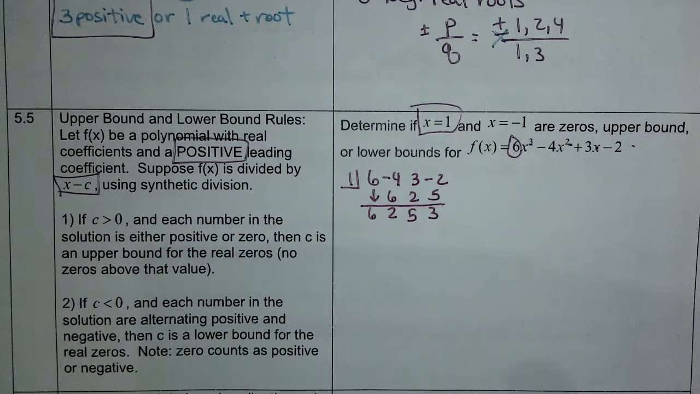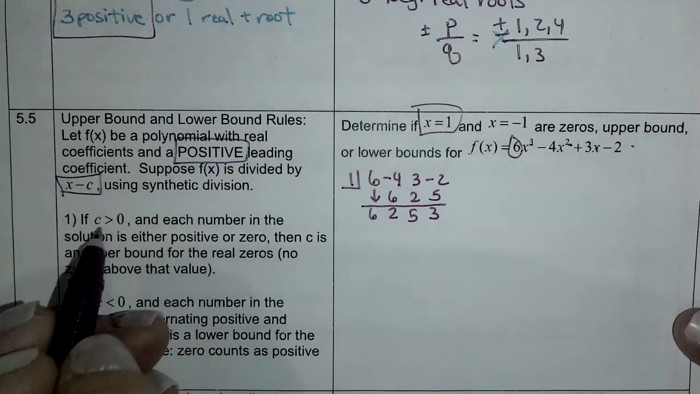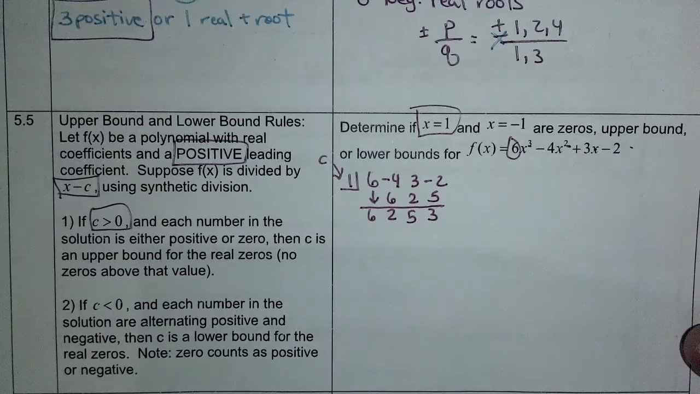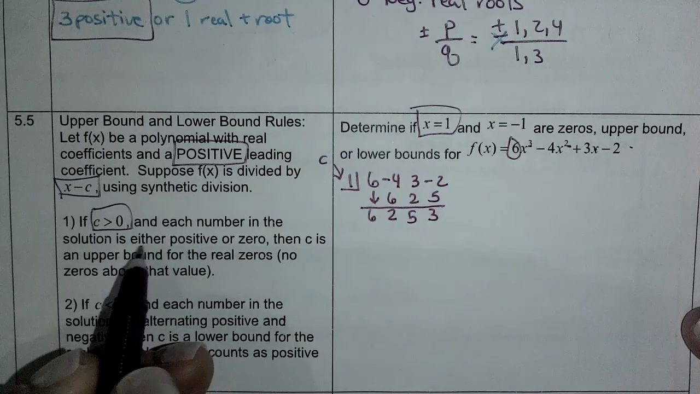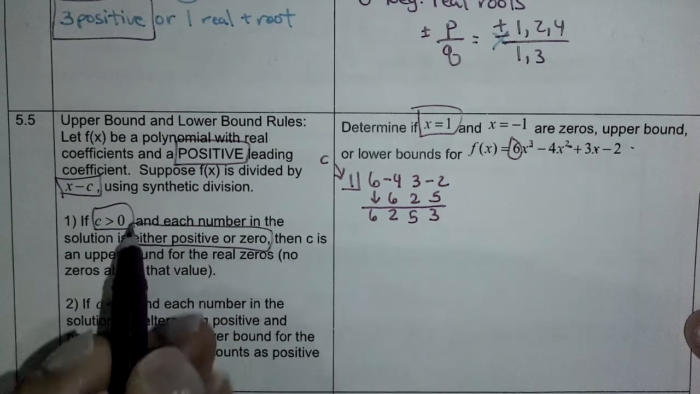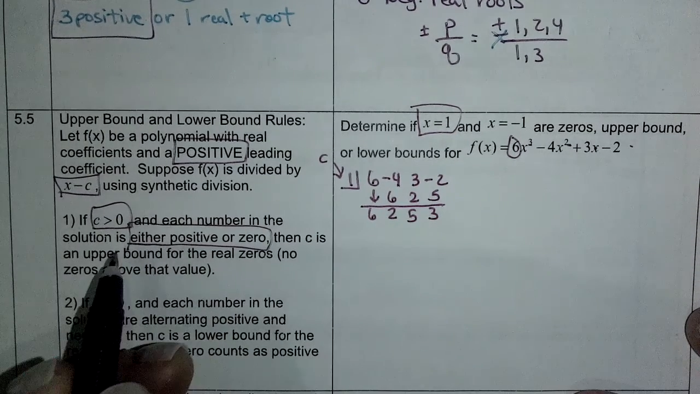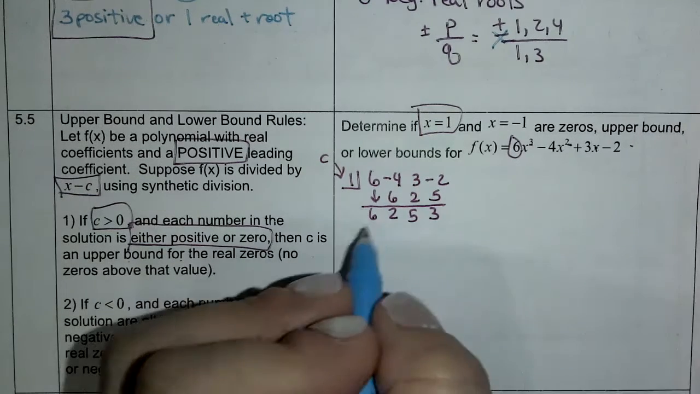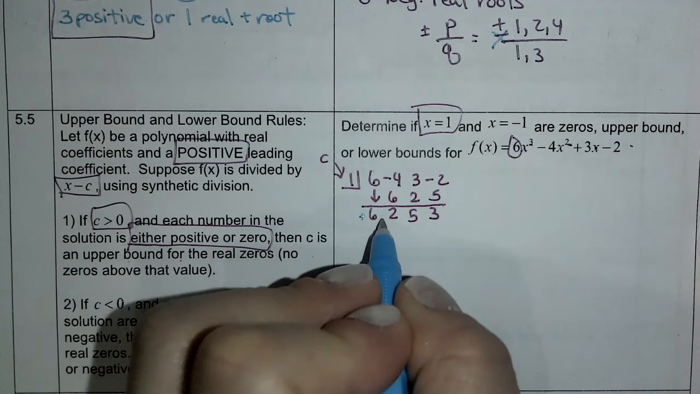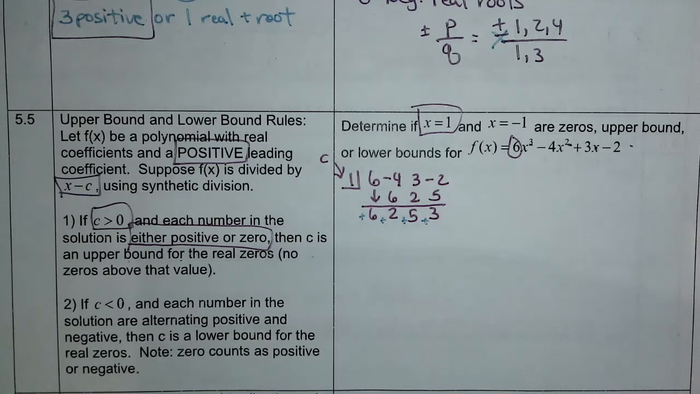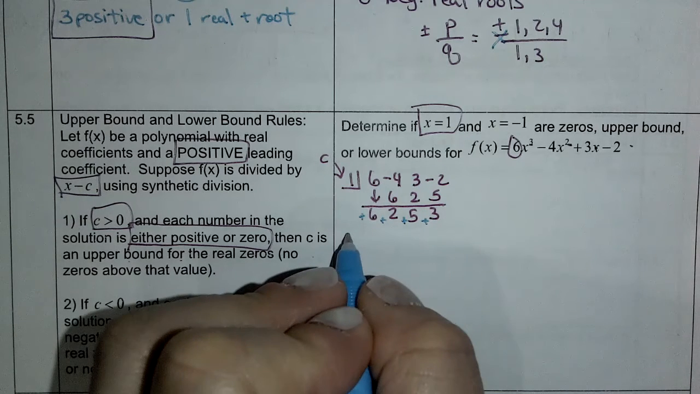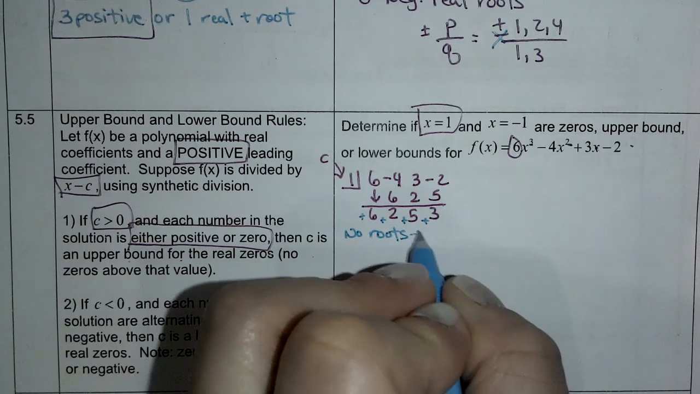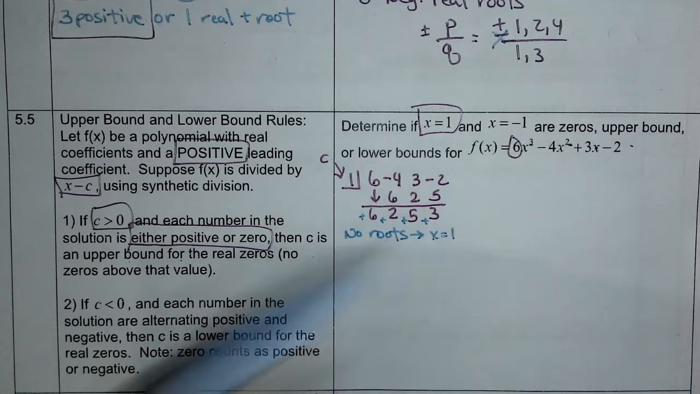Now here it says, if C is greater than 0, which it was, and each number in the solution is either positive or 0, then C is an upper bound for real zeros. In other words, these were all positive numbers or 0, so that means there are no roots to the right of x equals 1.